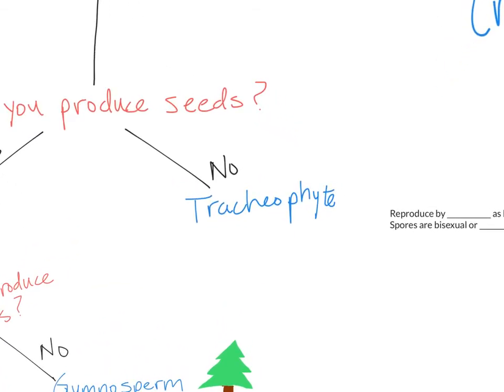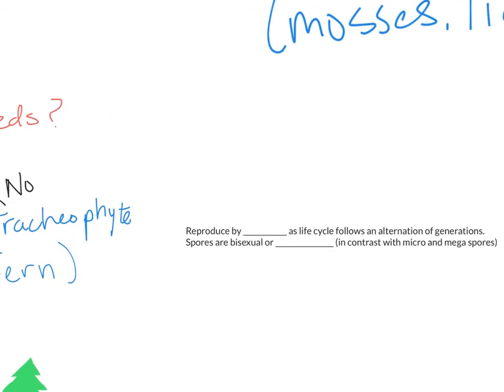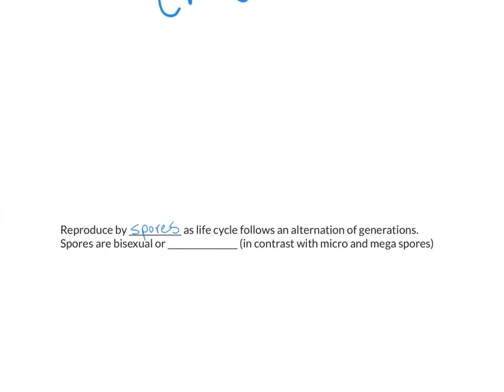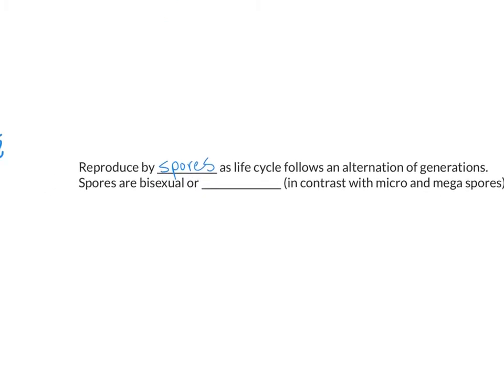And the main tracheophyte you need to know for the DAT is the fern, which we've talked a lot about in previous videos, because ferns reproduce by spores as their life cycle follows an alternation of generations, which we've already talked about. So you can go watch the alternation of generations video if you have questions on that.